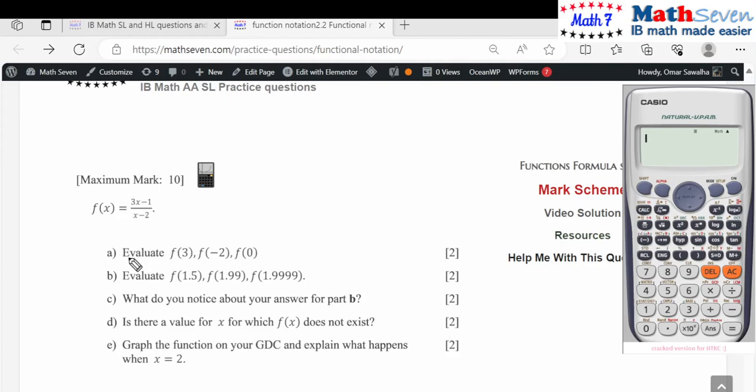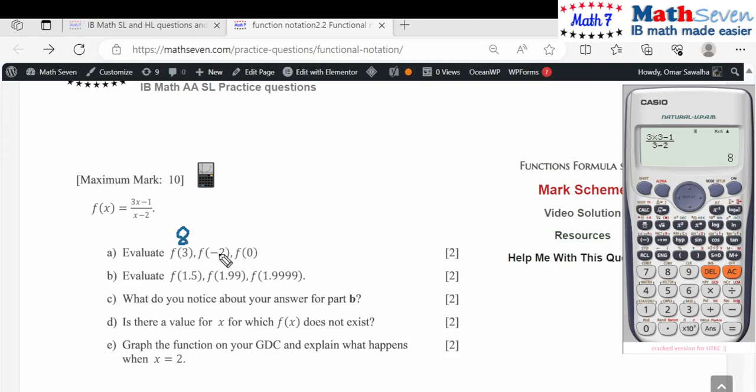f of x equals 3x minus 1. So evaluate these values. What you do is you just put the 3 instead of the x here. You bring up the division bar, right? You say 3 times 3 minus 1, and arrow down, 3 minus 2, click enter. So the first value is 8. This one, let me write it here. This is 8.